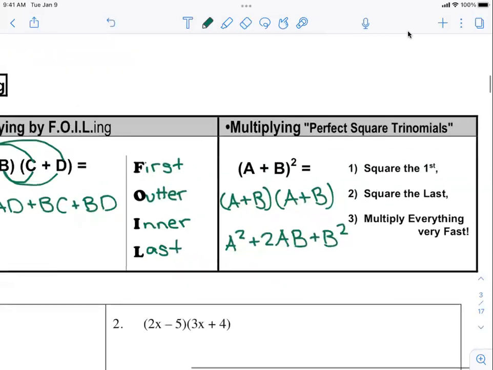So kind of a trick to remembering to multiply something like A plus B squared, which is called perfect square trinomials. You're going to square the first number. So that's how we got A squared. Then you're going to square the last number. So B is the last number. And when you square it, you get B squared. And then everything is multiply everything very fast. So you're going to multiply 2 times A times B. And that gets you that middle term there. So that's just another way to kind of go ahead and do that one quickly.